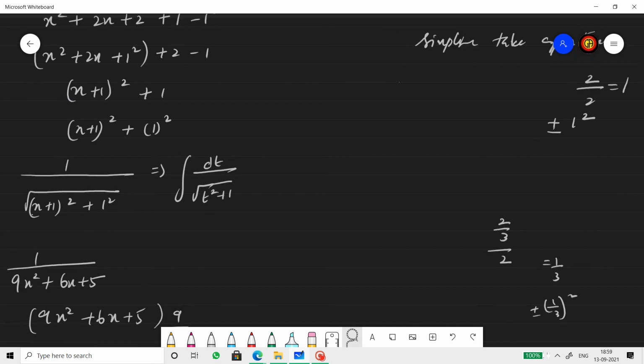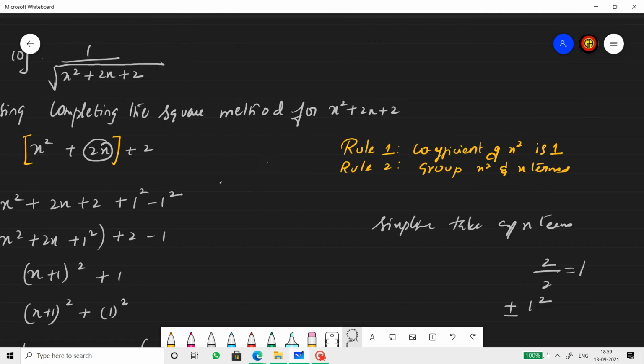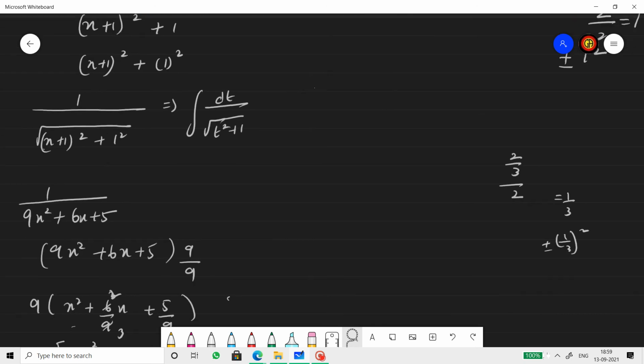the question has come to a form of 1 by root over x plus 1 the whole square plus 1 square, which is the x square plus a square form. Well, if you want, you can take t, but it's not going to make any big difference. So you can directly use the formula, because when t is x plus 1, dt equals dx. So even if you skip this step, it's fine. But if you have a doubt, better you follow all the steps.